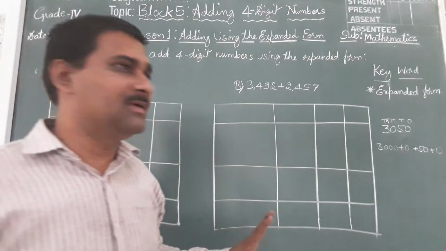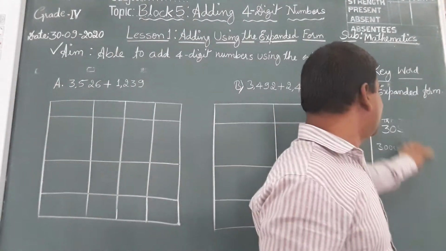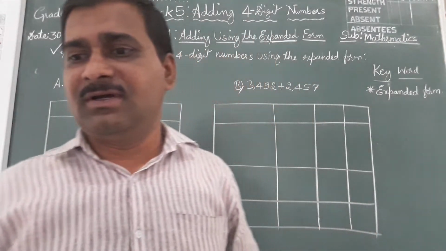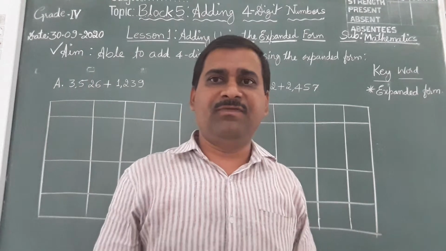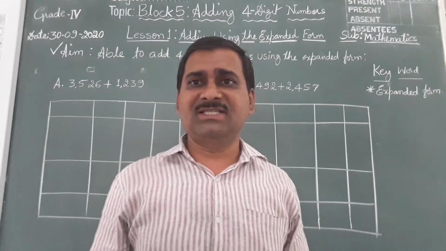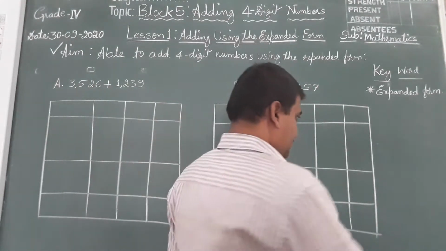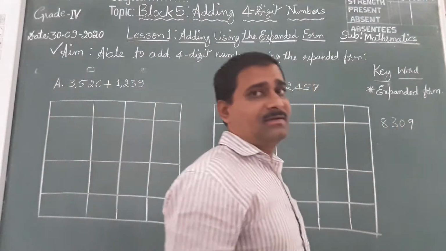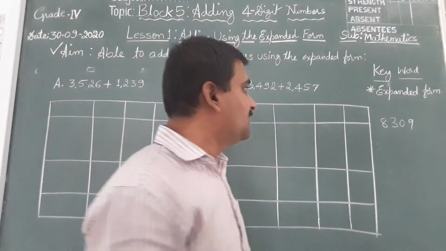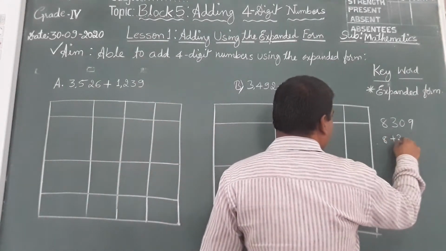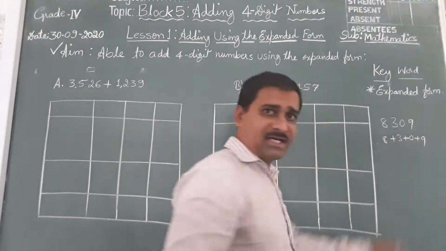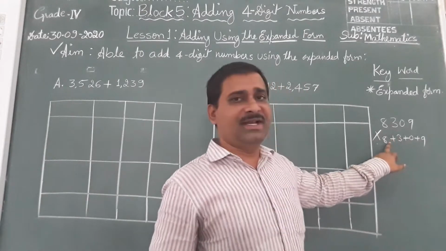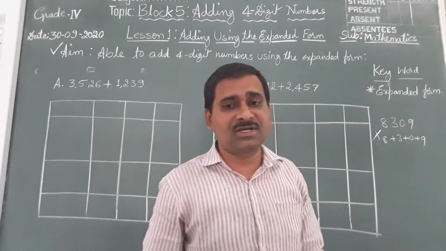Because sometimes questions will be asked in the workbook. The expanded form of, for example, 8309. They will give it like this: 8 plus 3 plus 0 plus. Is this correct? No, it is totally wrong. 8000 means you should write 8000 here. 3000 means 3000 you should write.